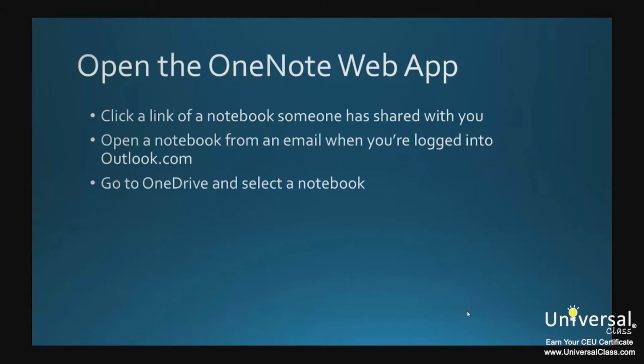The OneNote web app can be accessed by doing any of the following: clicking on a link of a notebook that someone is sharing with you, opening a notebook from an email when you're logged into Outlook.com, or go to OneDrive and click to select the notebook you want to open. Right-click and then choose Open in OneNote Web App.